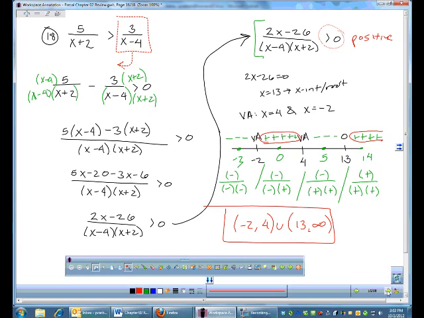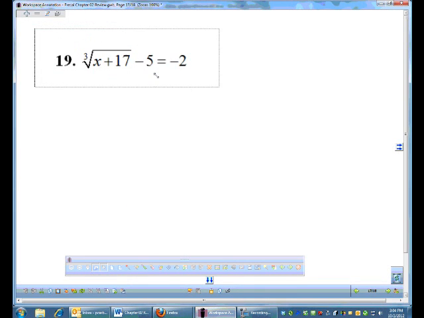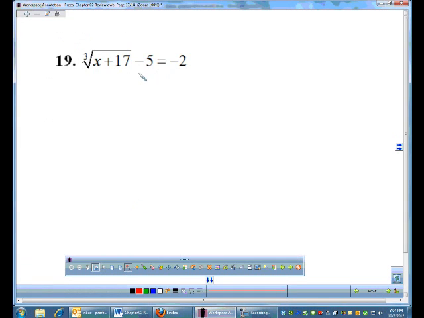Let's see, number 19. Solving this thing, let's see. It's a cube root. I want to blow this up so I can read it a little bit better. Before I start tackling the radical, you want to get the radical by itself. So let's move that 5 over, and that gives me the cube root of x plus 17 is equal to negative 2 plus 3 plus 5 is 3.